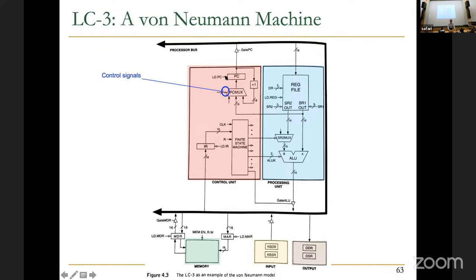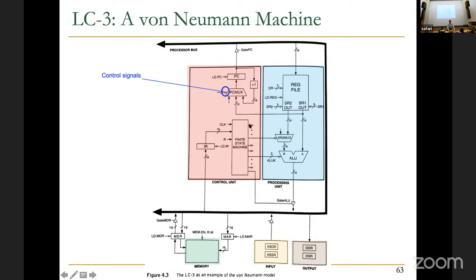They basically control what should happen, which multiplexer input should be used, whether the register should be enabled, meaning loaded at the end of the clock cycle. Remember, this is a sequential machine. All of the finite state machine principles apply. A register gets loaded at the end of the current clock cycle. So there's a control signal that controls that. There's a control signal that controls what the ALU is doing. There's a control signal that controls which input this MUX is selecting.